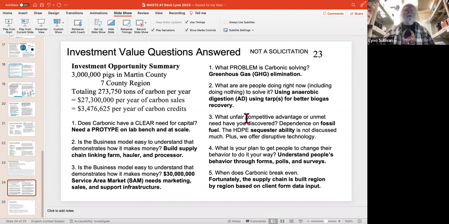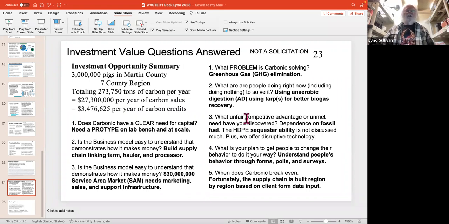Is the business model easy to understand, and does it demonstrate how it makes money? These are what investors are going to ask, investment questions. And what we're telling them is the answer to that is going to be yes, because we're building a supply chain linking farm, hauler, and processor. And whether we link it with dry biochar or liquid is a choice.